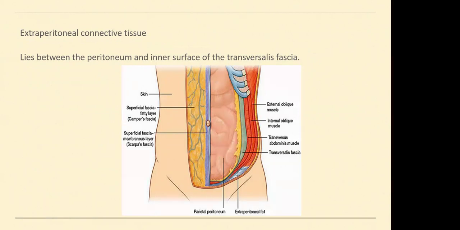This shows the components of the anterior abdominal wall. We have the skin, followed by superficial fascia that consists of 2 layers, a fatty layer and a membranous layer, followed by the 3 layers of muscle. Then we have the deep fascia, fat, and parietal peritoneum.